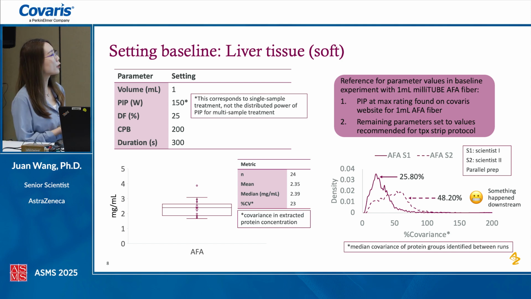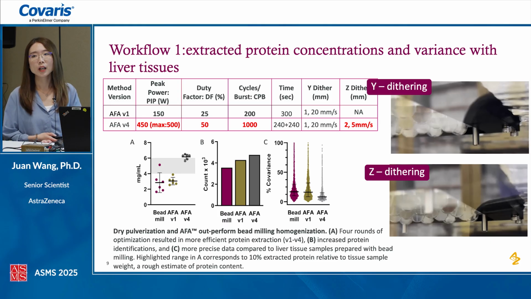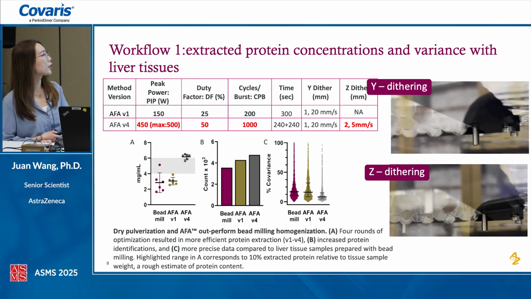So our next step is to do several rounds of optimization to make sure we get the maximum efficient protein concentration. Our final version 4 gave us a really good protein concentration, about 6 milligram per milliliter, compared to version 1 and bead beating, which gave us about 2 to 4 milligram per milliliter. Version 4 gave us really maximum and very good protein extraction.